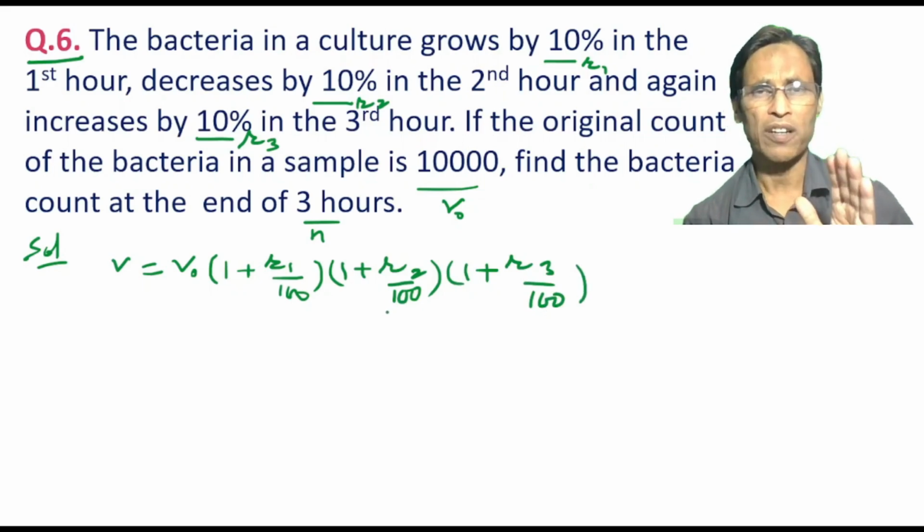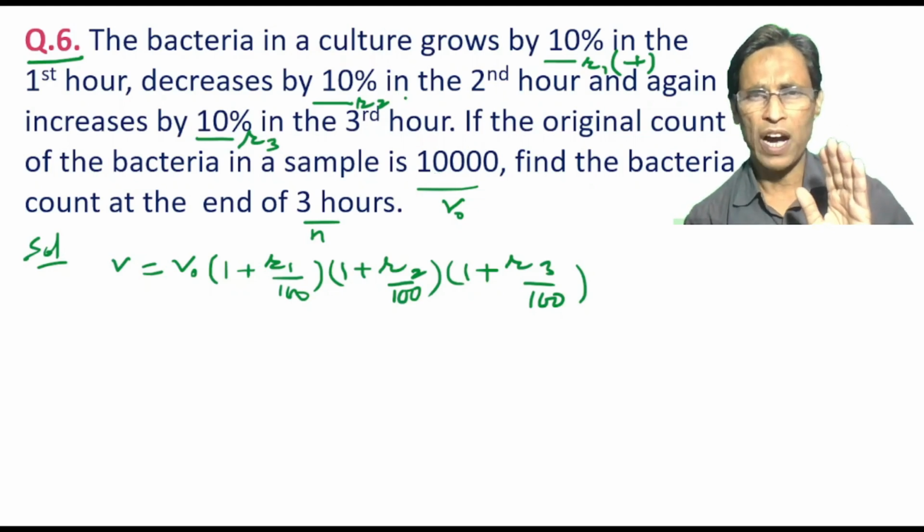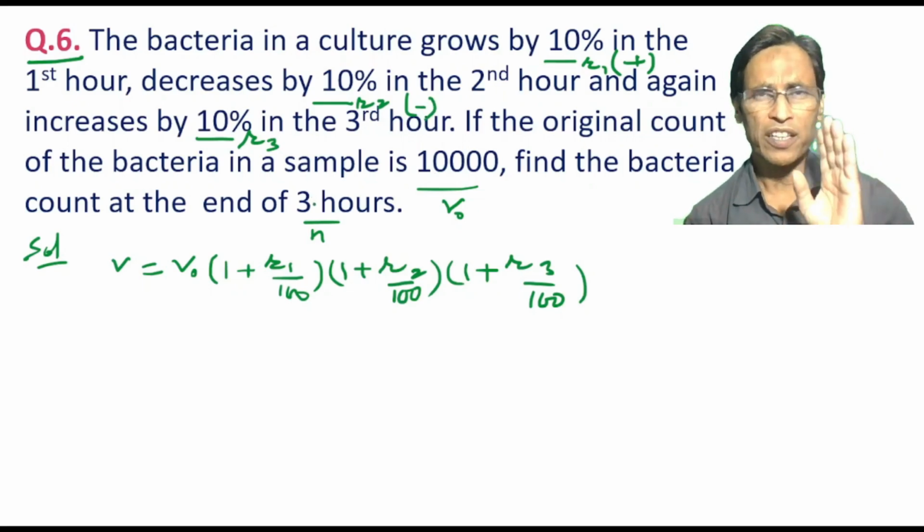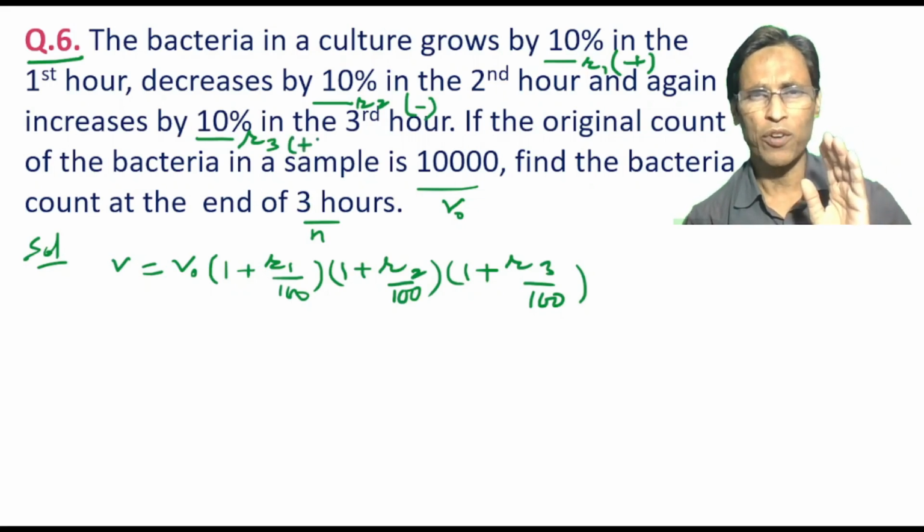As per the question, in the first hour, number of bacteria increases, so R1 will be positive. And in the second hour, the number of bacteria decreases, so R2 will be negative. And once again, in the third hour, the number of bacteria increases, so R3 will be positive. Now, as per the sign, we take the value of rate of increasing or decreasing.